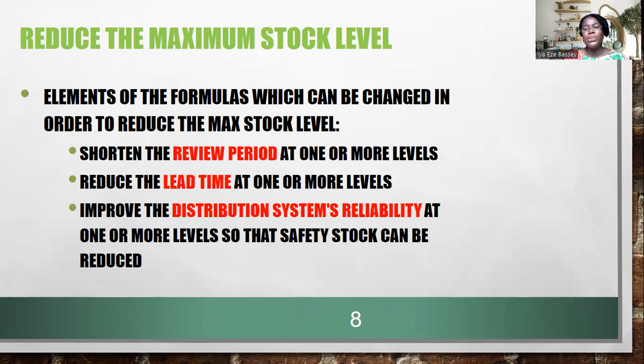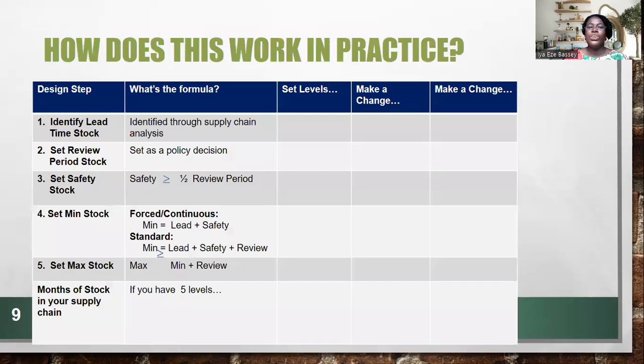You could also improve the distribution system's reliability at one or more levels so that the safety stock can be reduced. So how do we do this in practice? You can see the design steps. You identify your lead time stock, set your review period stock, set your safety stock, set your minimum stock, set your maximum stock, and then you get your months of stock in supply.